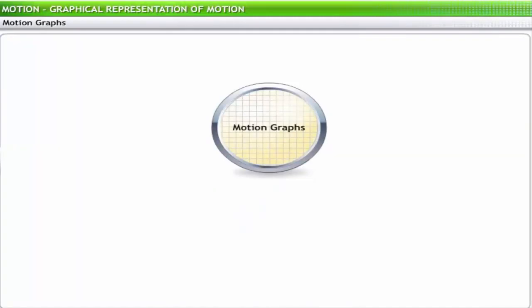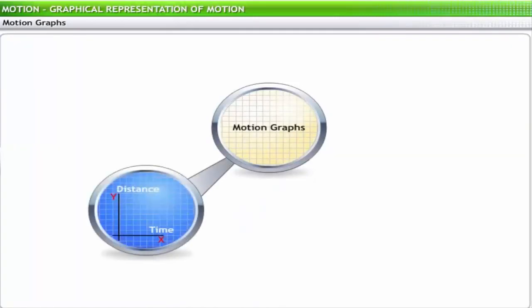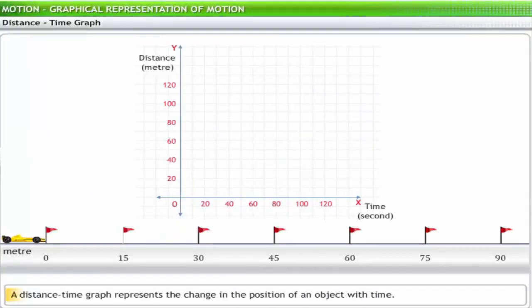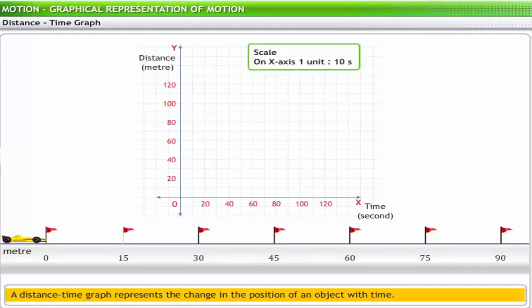Two of the most commonly used motion graphs are the distance-time graph and the velocity-time graph. A distance-time graph represents the change in the position of an object with time. In such a graph, time is taken along the x-axis and distance is taken along the y-axis. The graph is plotted adopting a convenient scale for the distance and time. For example, you can use a scale of 1:10 on the x-axis for time. A scale of 1:10 means that each unit on the graph represents 10 seconds.